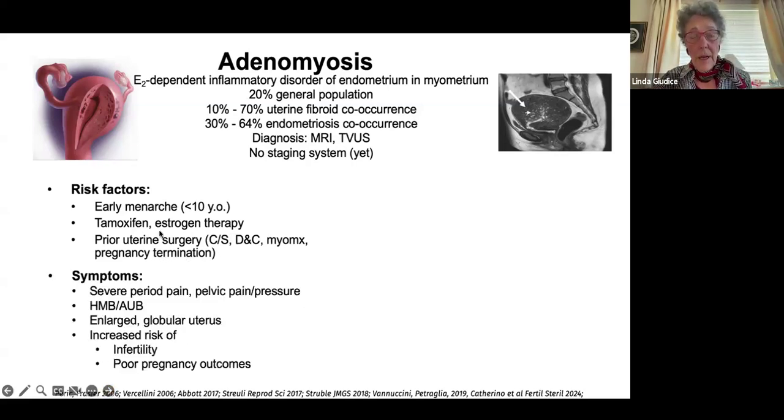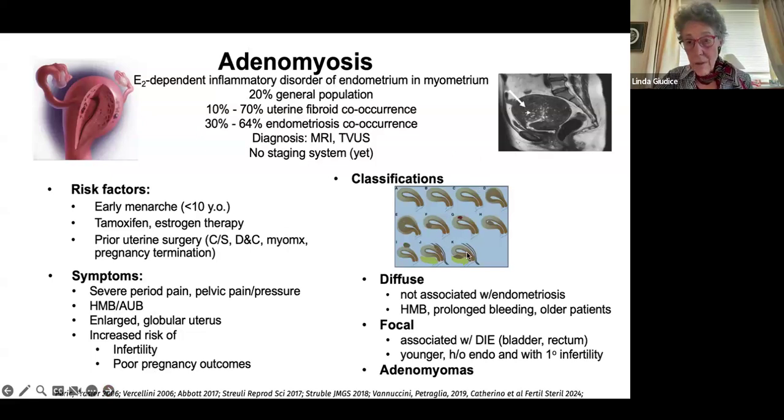The symptoms for adeno are severe period pain, pelvic pain and pressure, heavy menstrual bleeding and abnormal bleeding, and an enlarged globular uterus, associated also with the increased risk of infertility, and as we'll talk about tonight, also in some patients, poor pregnancy outcomes. While we don't have a great classification system, there are different types of adenomyosis: diffuse disease, an adenomyoma, and appearance of the adenomyosis in different parts of the muscle of the uterus.